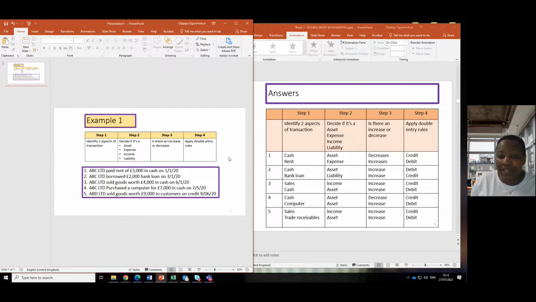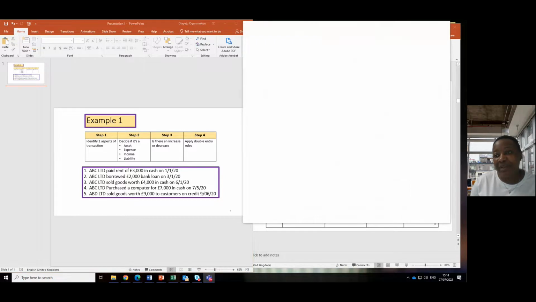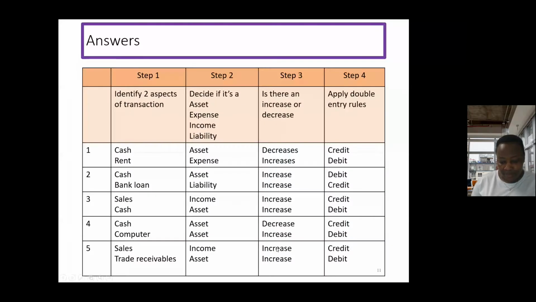So you see that for each of these examples that we have looked at, the rules applied. For every credit entry, there is a corresponding debit entry. For every debit entry, there is a corresponding credit entry. Okay. So we continue from there.